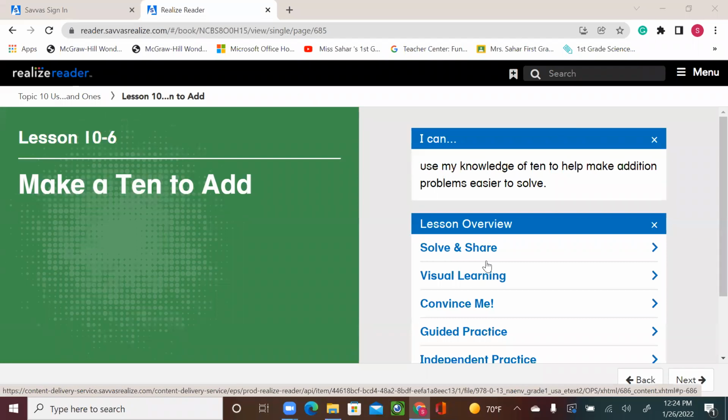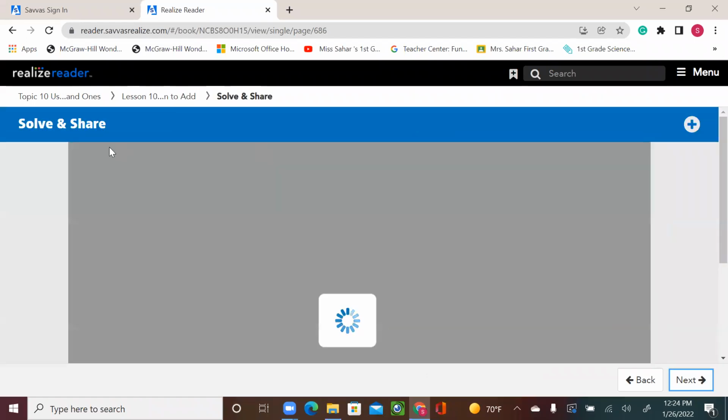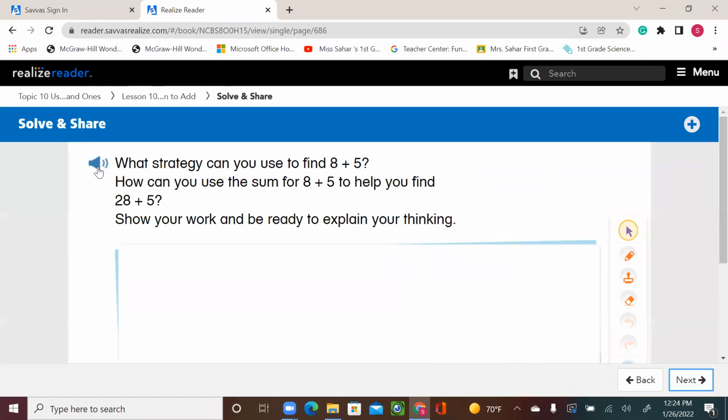Hello, first graders. Welcome to a new math lesson. We're still on topic 10. Today's lesson number 6, make a 10 to add. Your book, page 421. Let's read the question. What strategy can you use to find 8 plus 5? How can you use the sum for 8 plus 5 to help you find 28 plus 5? Show your work and be ready to explain your thinking.